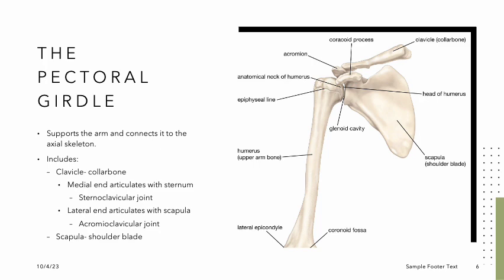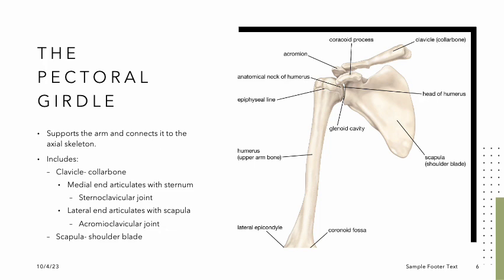So the shoulder blade and the collarbone make the pectoral girdle. When we're talking about the clavicle, there is an end that articulates or meets up with the sternum, and then the other end of it meets up with the scapula or the shoulder blade. The end that meets with the sternum is called the sternoclavicular joint because it's sternum and clavicle, sternoclavicular.